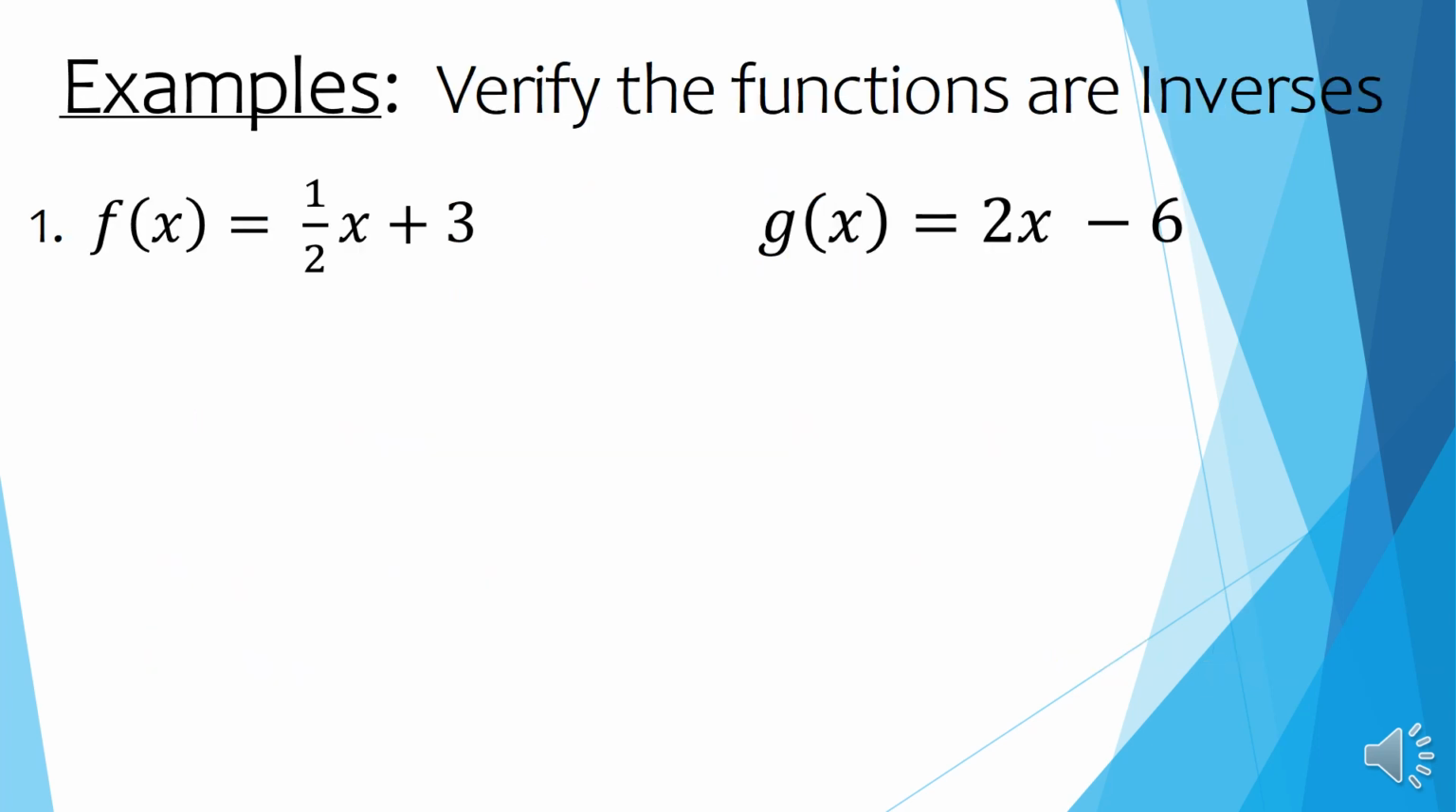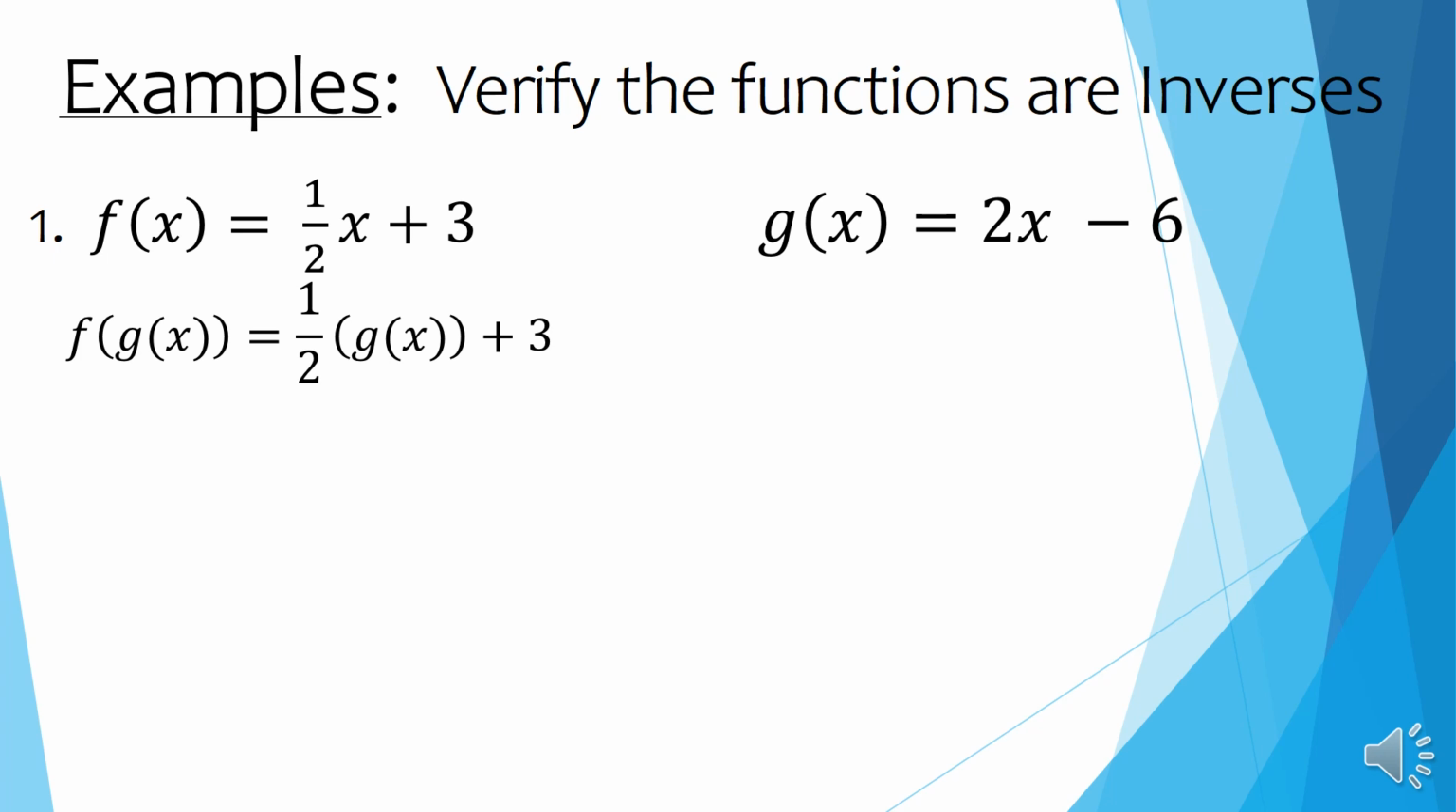Okay, so these examples are all going to say verify the functions are inverses. It doesn't mean that they are. We're going to prove it by doing the composition. So we're going to start with f of g. Anywhere I see an x in the original f of x function, I'm going to substitute it with the g of x function. So f of g of x is 1/2 multiplied by g of x plus 3.